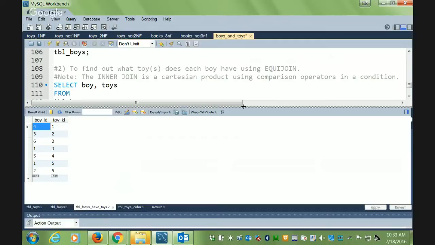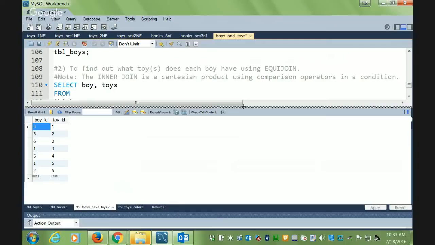Which boy has which toys? This is the table, which boy has which toy. But I don't want to see this table. I want to see the name of the boy and the name of the toy. So pick up a record. Go and look for 4 in the boys table. Go and look for 1 in the toys table. Pick up 3 and 2. Look for the 3 in the boys table. Look for the 2 in the toys table.